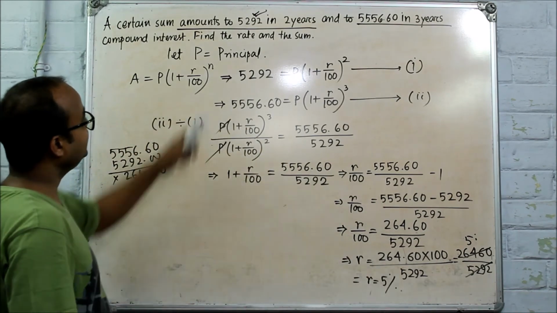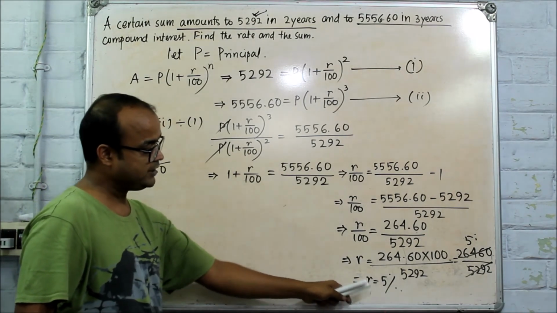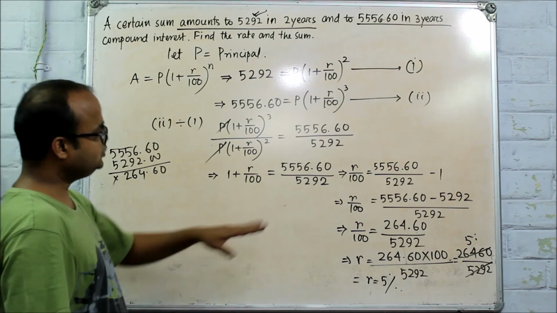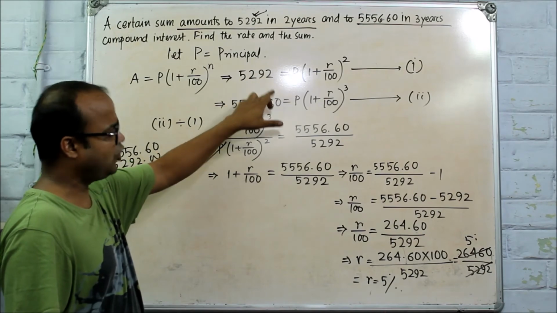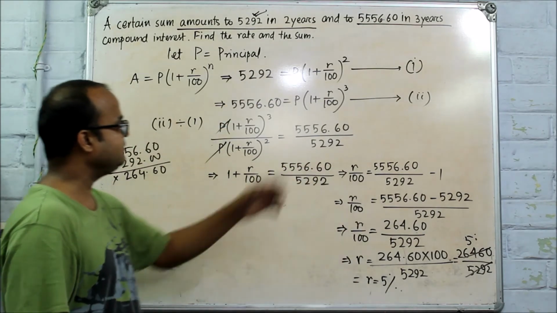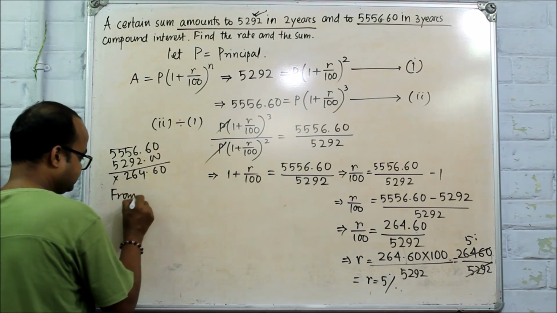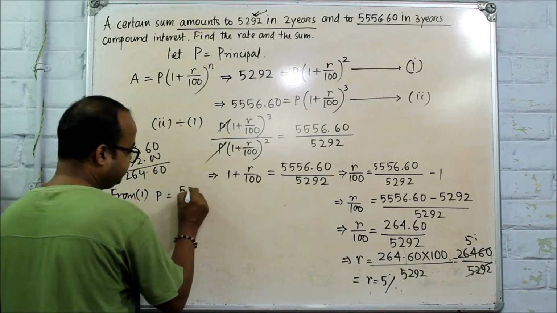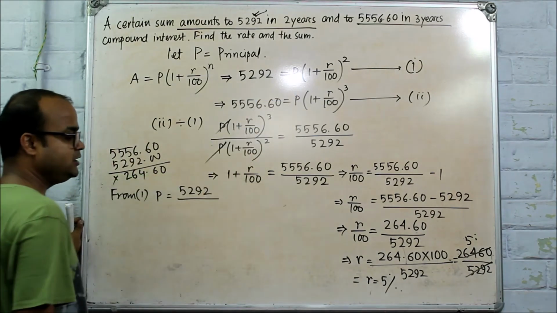So we have to find out the rate. So rate is equal to 5%. And we need to find out the sum. So you may substitute in any one of the equations, either in 1 or in 2. R is equal to 5. You will get the value of P. So here I am doing from 1. P is equal to 5292 by (1 + R/100)^2.